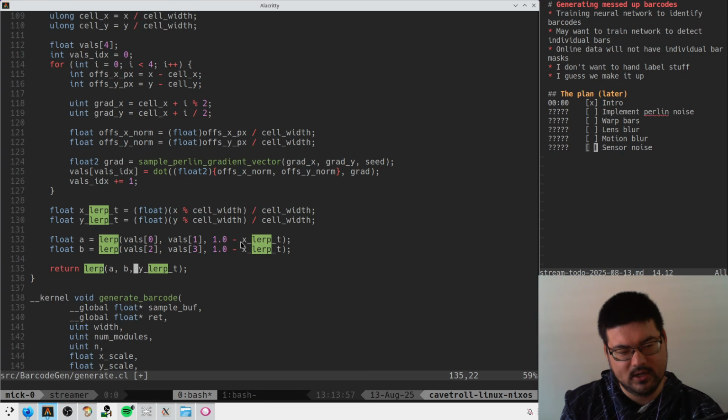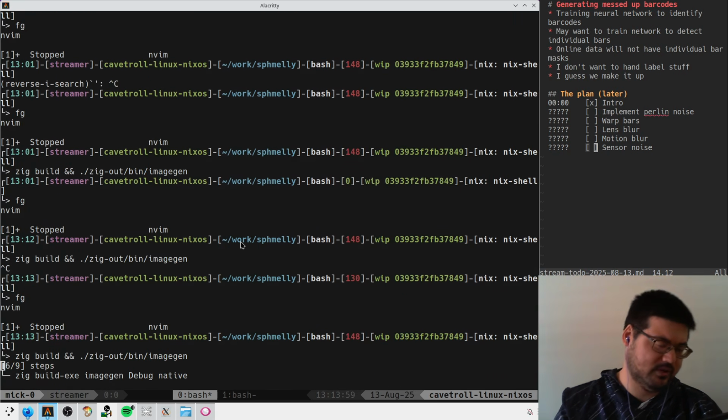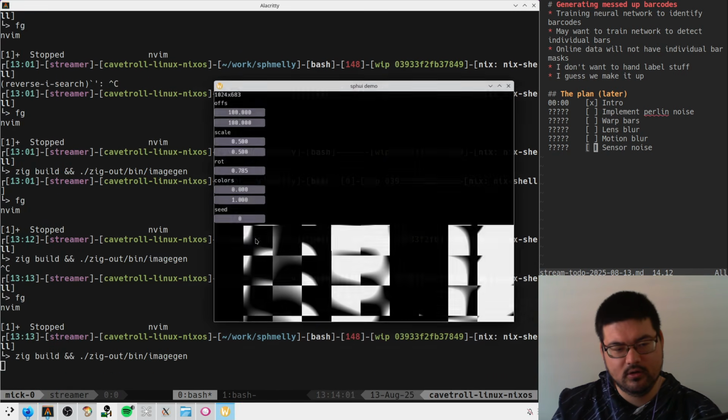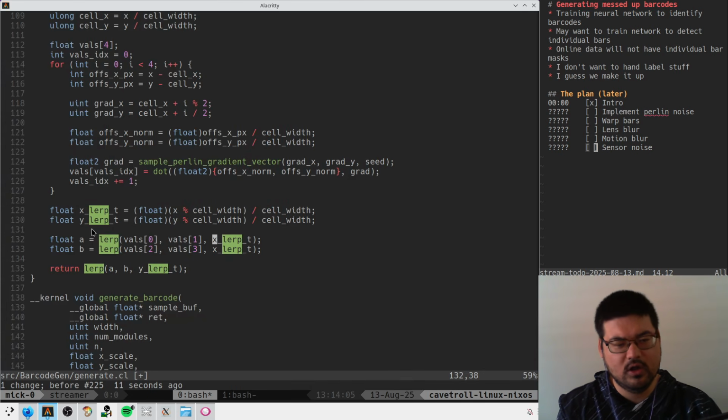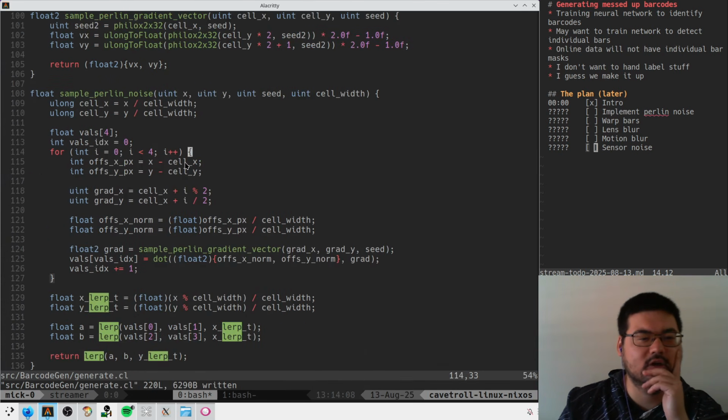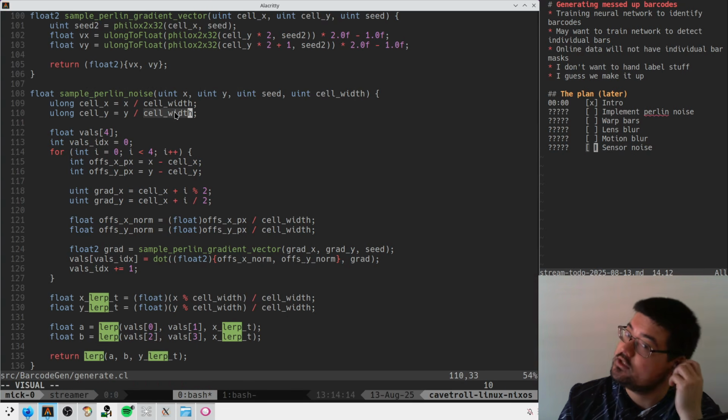Let's just do a stupid thing and invert the lerp. I don't think that really matters, but it might. Yeah, that doesn't really do anything. So, is our cell calculation correct? Seems like it is. This is a truncating division.